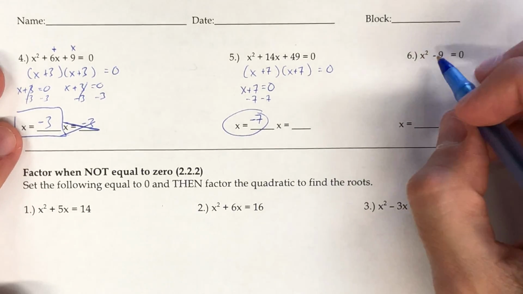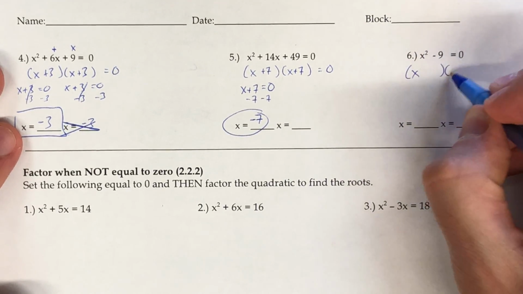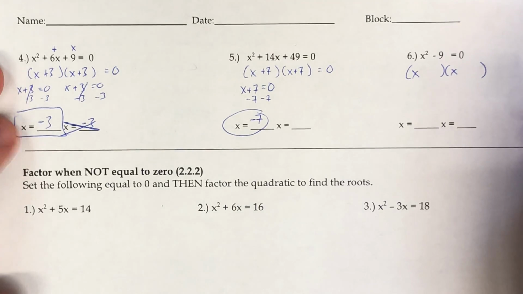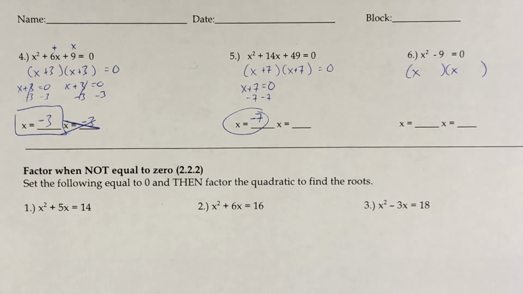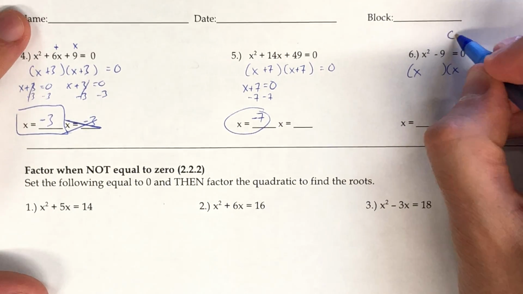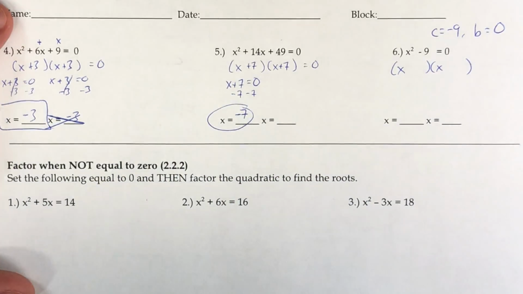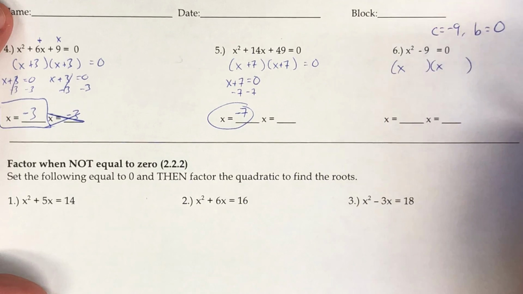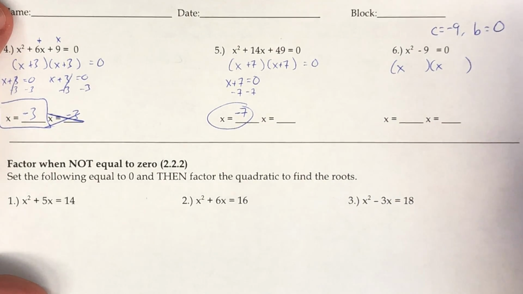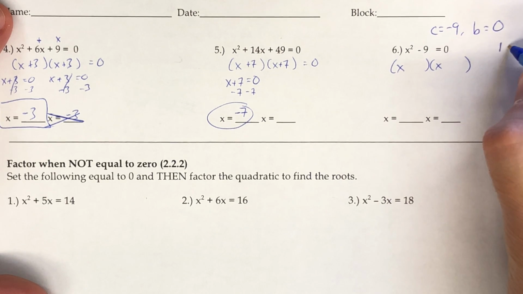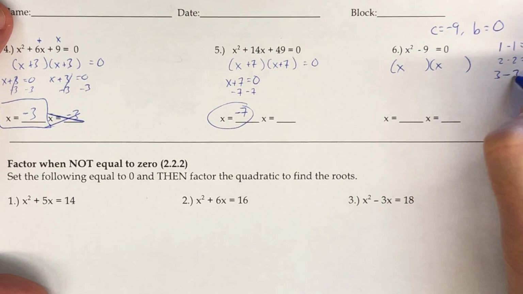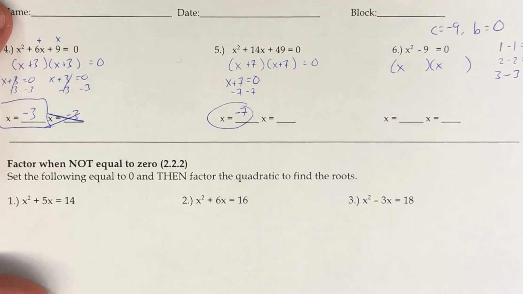The last one here, numbers that multiply to c, add to b. So in this case, x squared minus 9, so our c value is negative 9. Our b value is 0, because there is no x term. So we look for numbers that multiply to negative 9 and add to 0. Well, anything that adds to 0 is going to have to be opposite values. So like 1 minus 1 is 0, 2 minus 2 is 0, 3 minus 3 is 0, and so on. So a positive and negative.